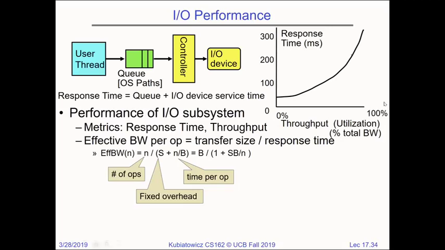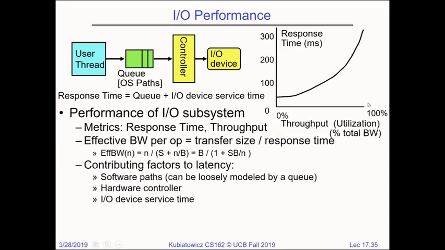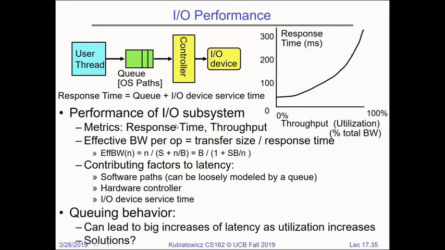Now, what's 100%? Well, that would be 100% of the throughput that this I/O device, plus controller, could handle. It tells me something about what I am not to exceed in my queue without this crazy nonlinear response time. All right? We have to be very careful about running that thing at 100%. So contributing factors to latency are going to be the software and the operating system, hardware controller, I/O device service time. Those are all kind of obvious things. Queuing, big deal, can lead to huge increases of latency.